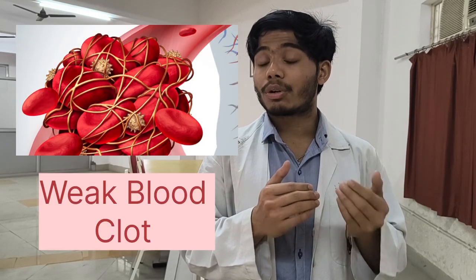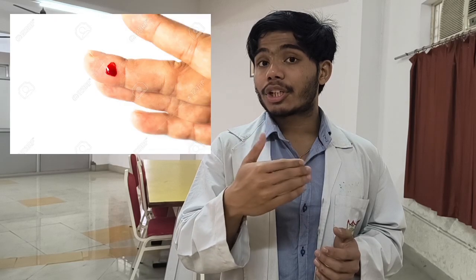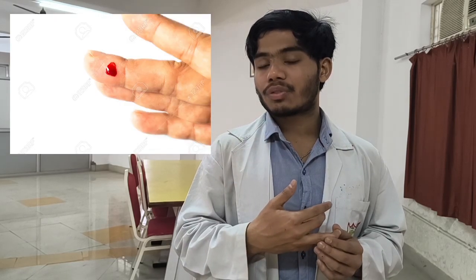But now I want to discuss the case of ITP, that means immune thrombocytopenic purpura. As you already know, in case of ITP the number of platelets is less, so due to the less platelet count the blood clot formation is also not proper, it is very weak. So due to weak or improper blood clot formation, the bleeding continues even after the blood clot is formed. So therefore excessive bleeding occurs.